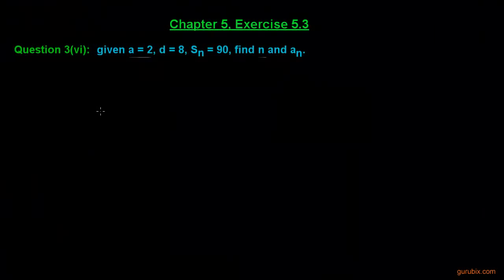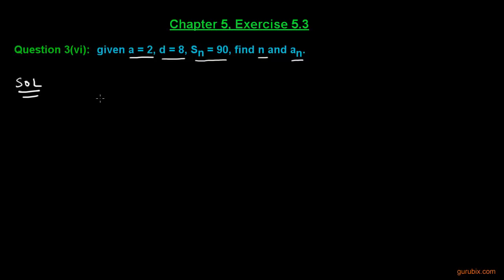Here is a very interesting question, and this is the sixth part of question 3 of exercise 5.3 of chapter 5. In this question we are given the first term, that is 2, and the common difference equals 8, and the sum of the first n terms equals 90, and we have to find the value of n and the nth term. Then let us see how to solve this question.